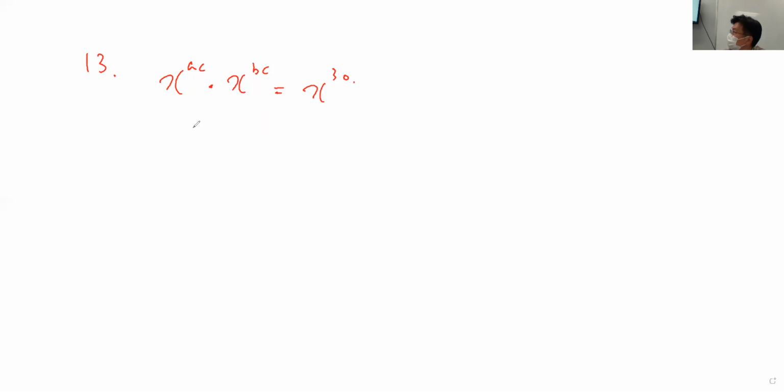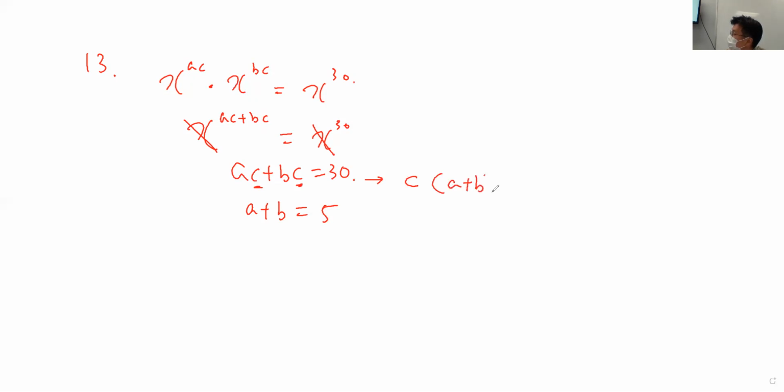Multiplication means addition, right? AC plus BC, that is x to the 3rd power, 30. So AC plus BC is 30. But then it says A plus B equals 5. Something that we can relate to this one is C. So we can factor C out, then this one, you put 5. So C times 5 is 30. C has to be 6.